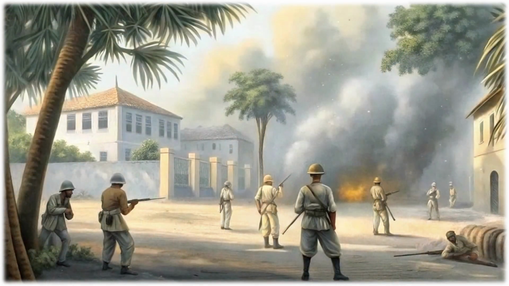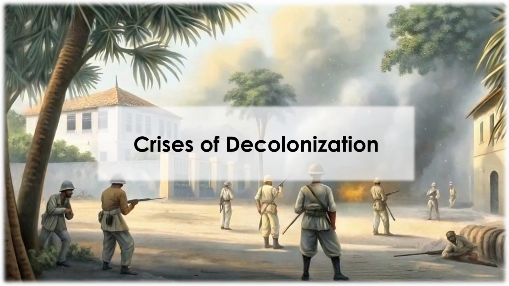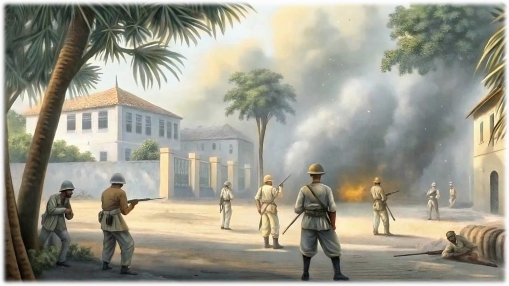The transition to independence was not always peaceful. In some colonies, armed conflicts and crises erupted. Examples include the Mau Mau uprising in Kenya in the 1950s or the guerrilla war in Malaya. Britain often deployed military forces to suppress uprisings, which further escalated tensions.